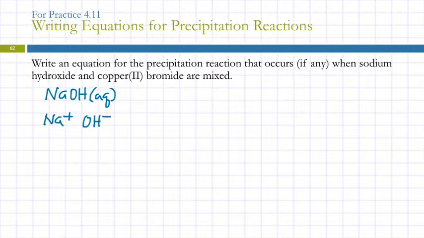AQ. Plus copper 2 bromide. And copper 2 is Cu 2+.